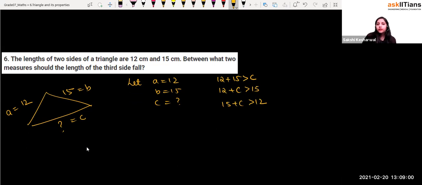Now, looking at the first one, can I say that 27 is greater than C, right? This means C is less than 27. That is the first limit. C cannot be greater than 27. Now we need to know C is greater than which value, right? Now over here, give a close observation, beta. Think that the inequality is an equal to sign. Just using transposition, C is greater than 15 minus 12.